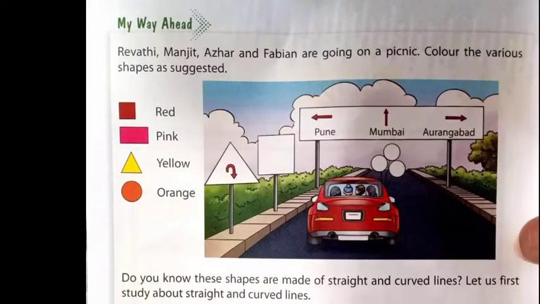Moving ahead. Revati, Manjeet, Azhar and Fabian are going on a picnic. You are required to color the various shapes as suggested. For any shape that appears square shaped, you have to color it red. For any rectangular shape, you have to color it pink. And anything that looks triangular, you have to color it yellow. And for anything that appears circular, you have to color it orange. Let me do one for you.